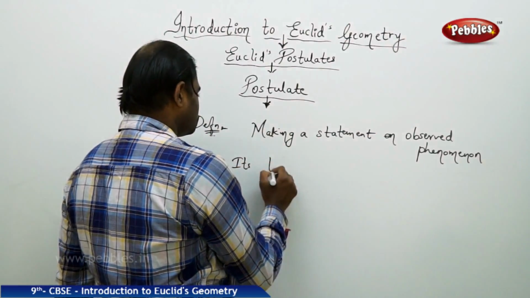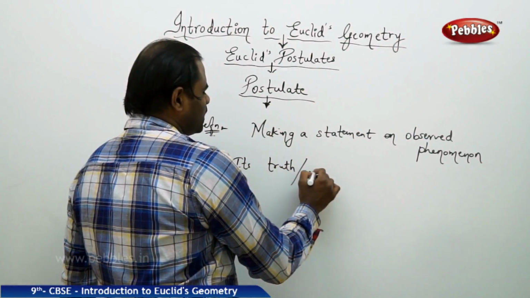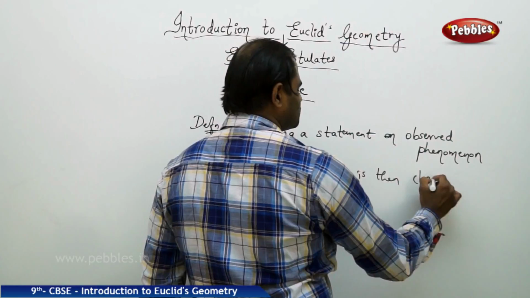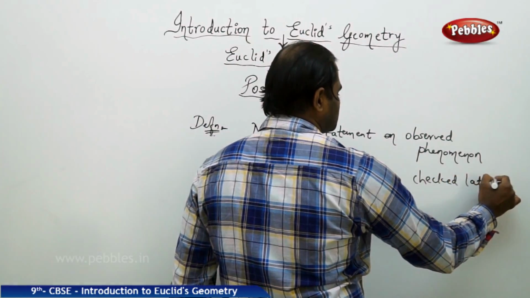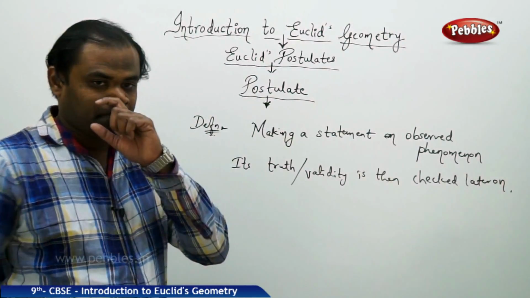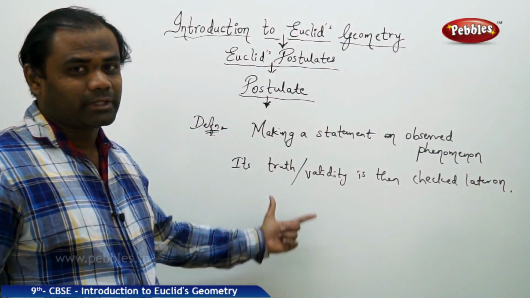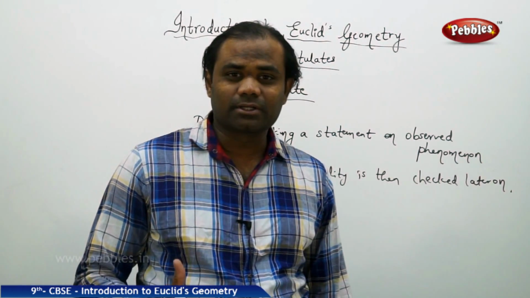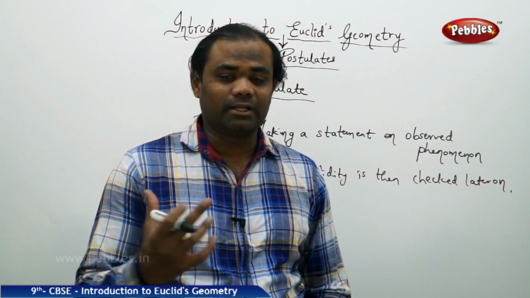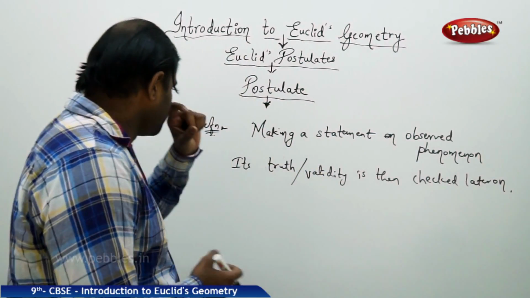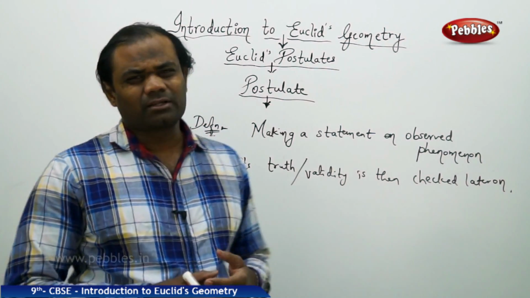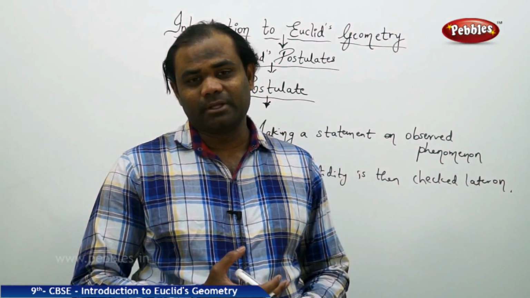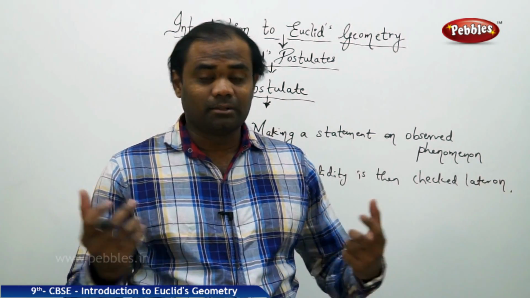Its proof, its truth and validity is then checked later on. So here I have these two important things which are interlinked and defines a postulate. It's very important to understand a postulate in mathematics before we get into understanding geometry. So in mathematics, it is assumed that there are many proofs or theorems or many axioms or many postulates which have been invented or discovered by the past mathematicians.